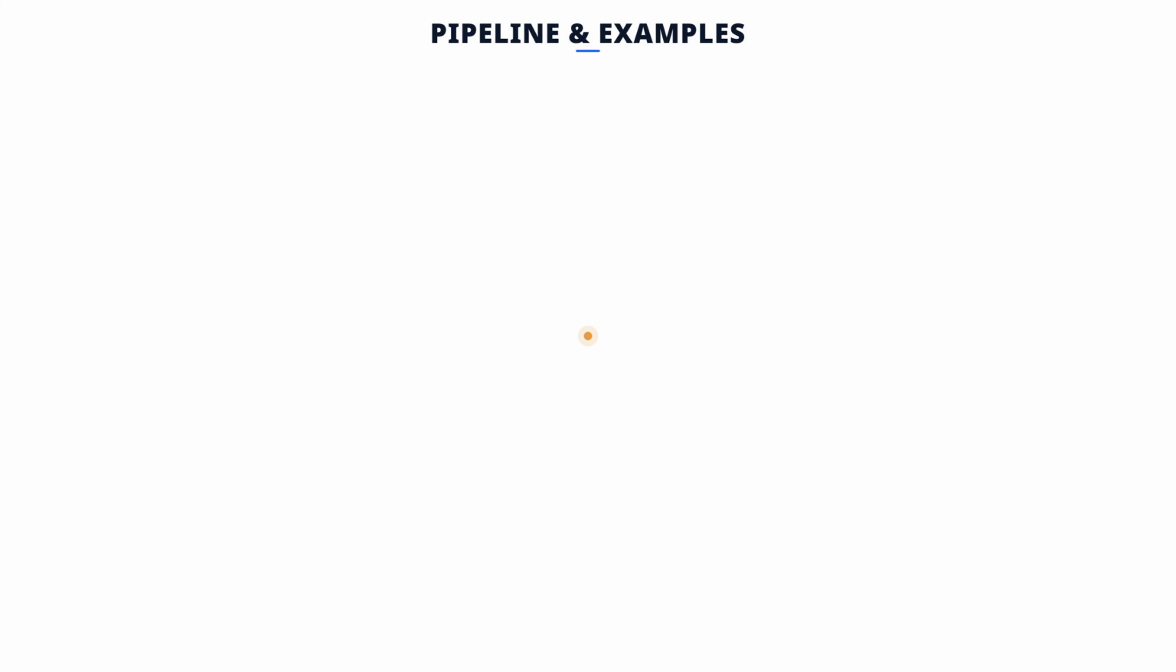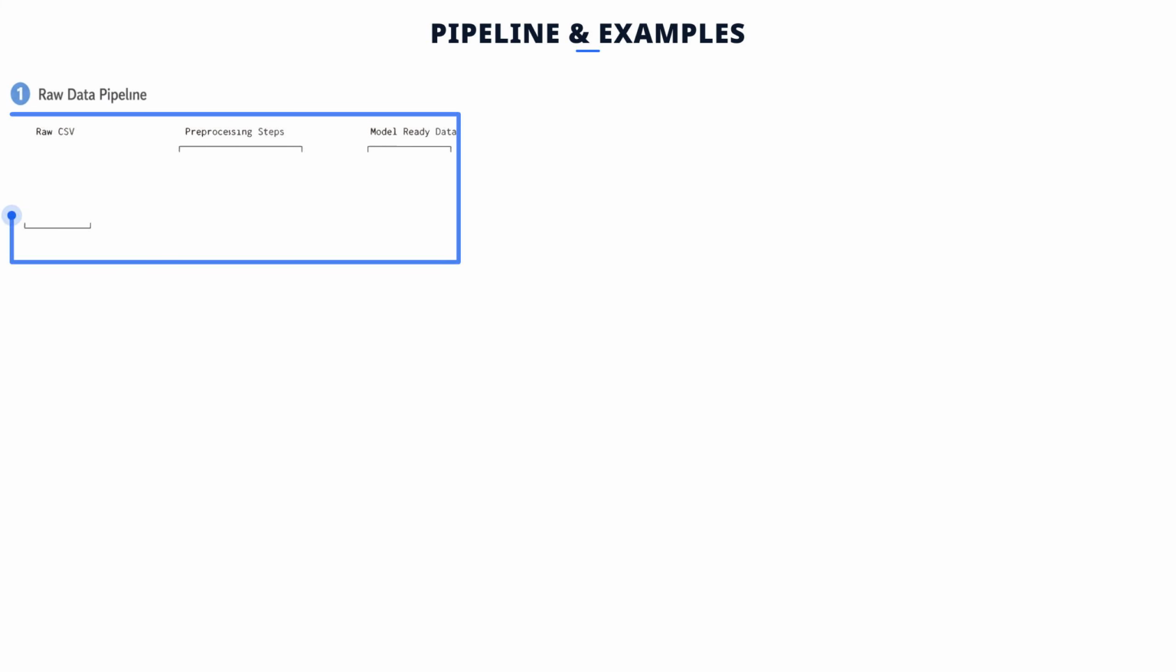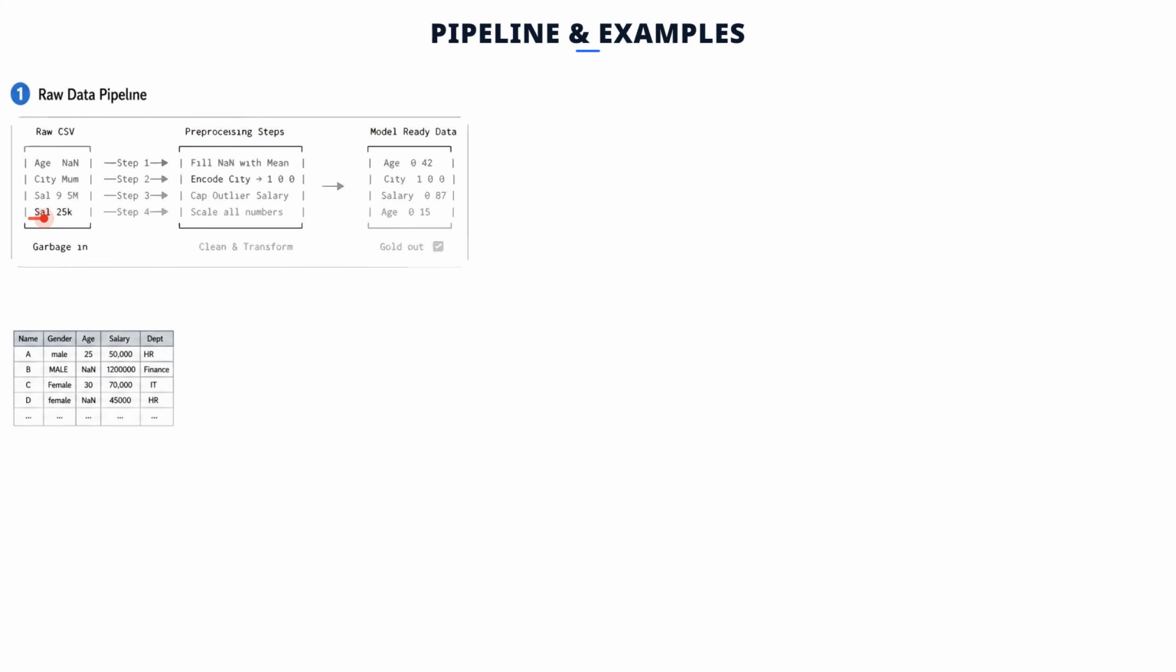To visualize the whole journey we've been discussing, let's look at this raw data pipeline. We start with garbage in over here, messy data with missing values and wild outliers. We pass that raw data through these specific pre-processing steps, filling missing values, encoding text, capping outliers, and scaling. The final result is gold out, clean numerical data that is completely model-ready.